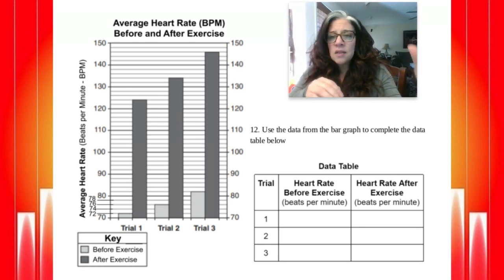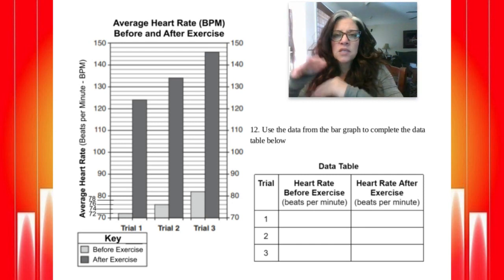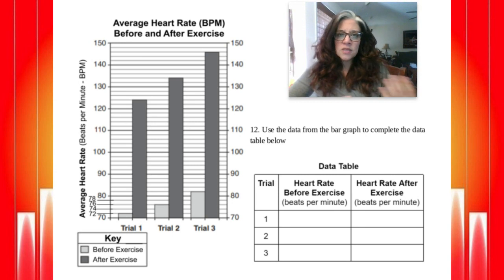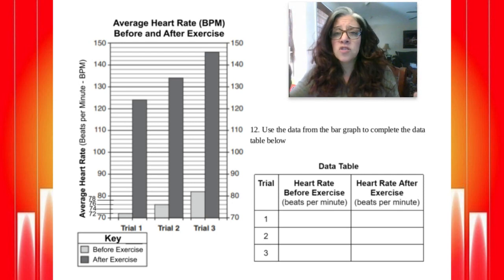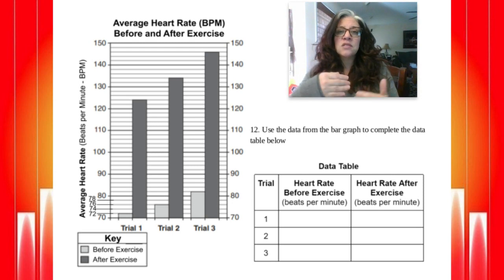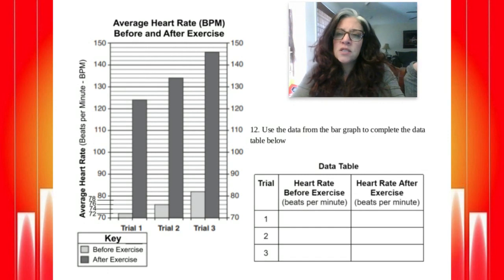So if I go down and I look at the key, I can see that the key tells me that light gray means heart rate before exercise, and dark gray means heart rate after exercise. And I can see right away that the dark gray bars are much taller than the light gray bars, but I knew that already because I know from concrete experience in the science lab that exercise increases heart rate, right? So that makes sense to me.